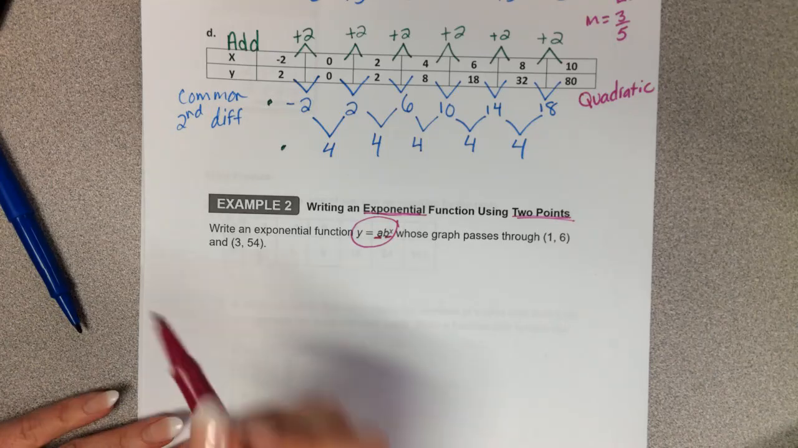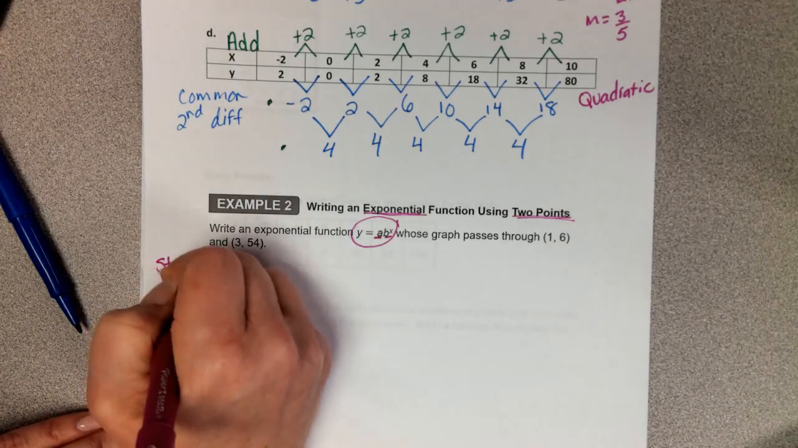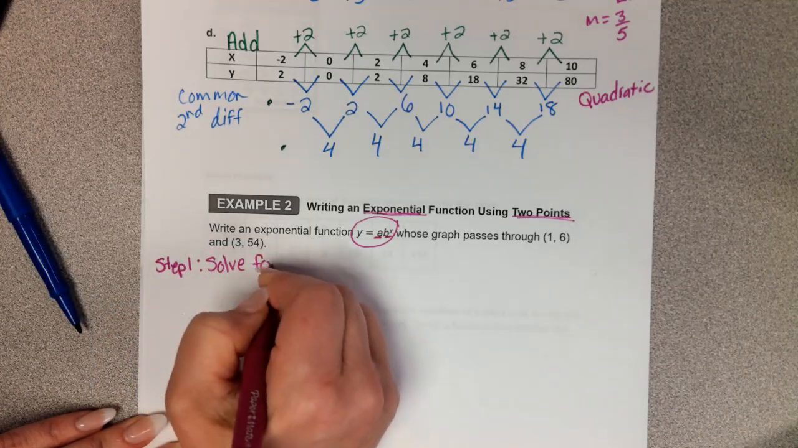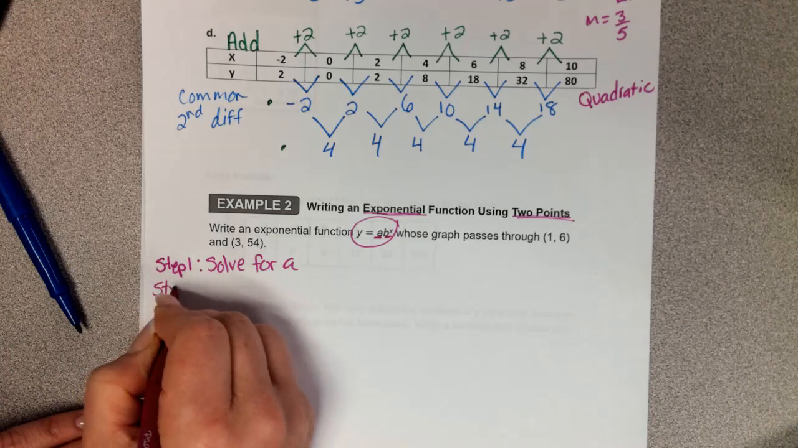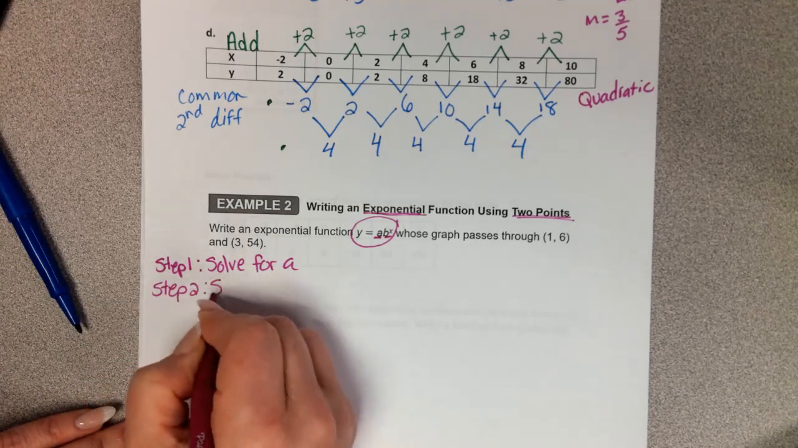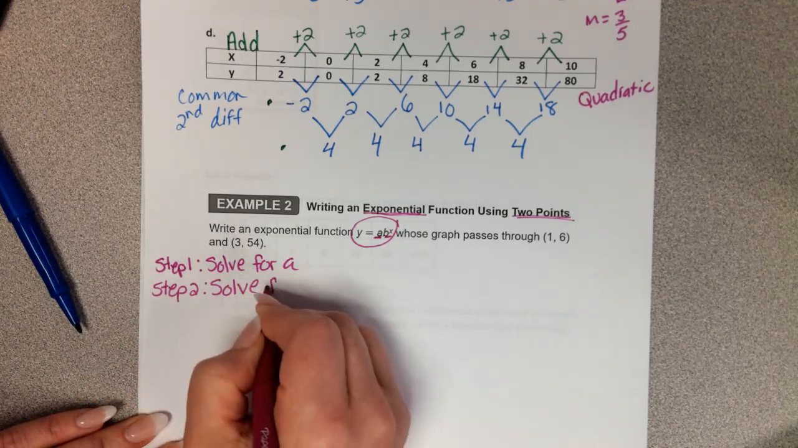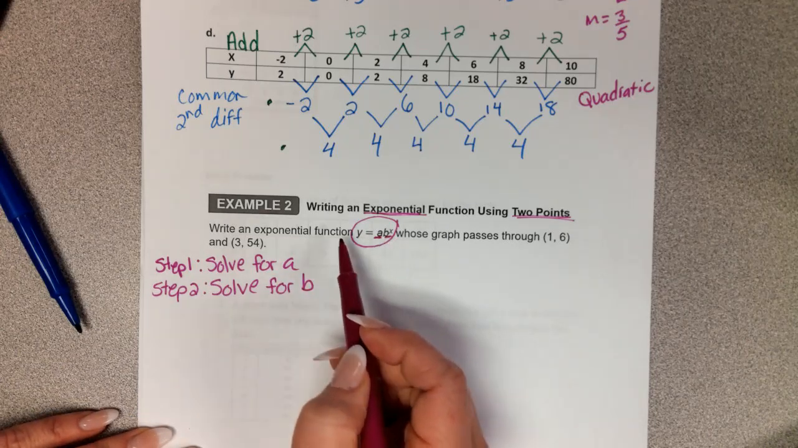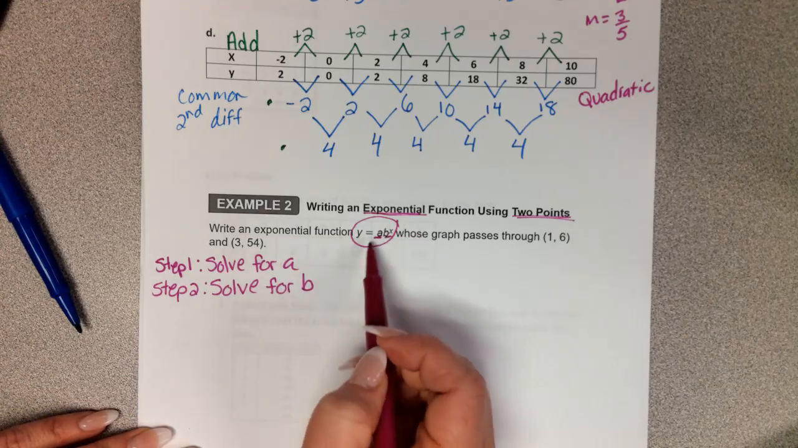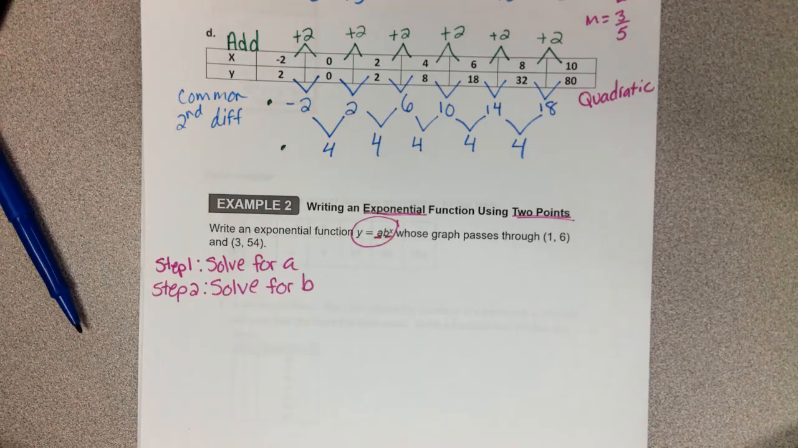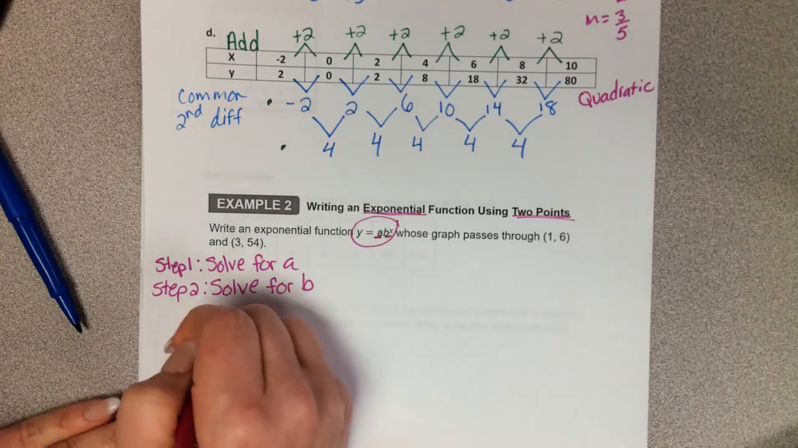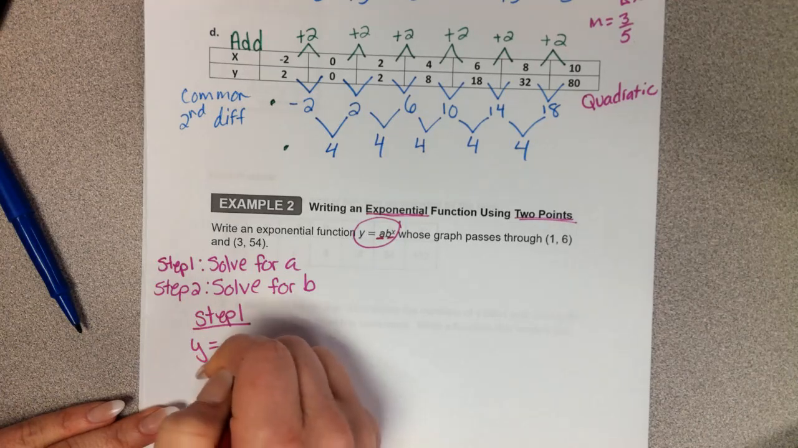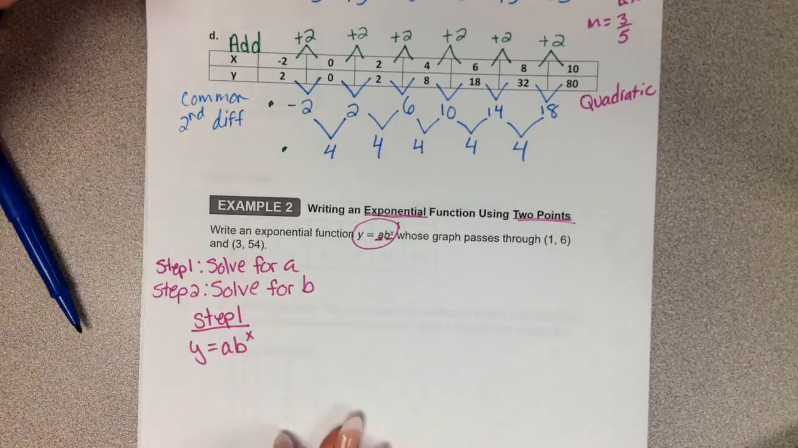Now there are 2 steps to this. Step number 1, you solve for a, so we're going to find a. And then step number 2, we're going to solve for b, which makes sense because in any equation I need values for a and b. I can leave in the x and y, right? But I need values for a and b, so let's find them. All right. Step 1, we're going to find a. We're going to use this equation here, a times b to the power of x.